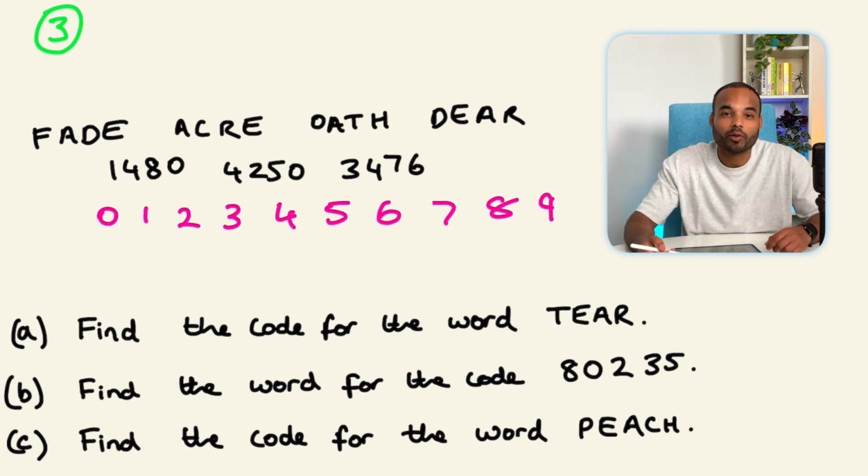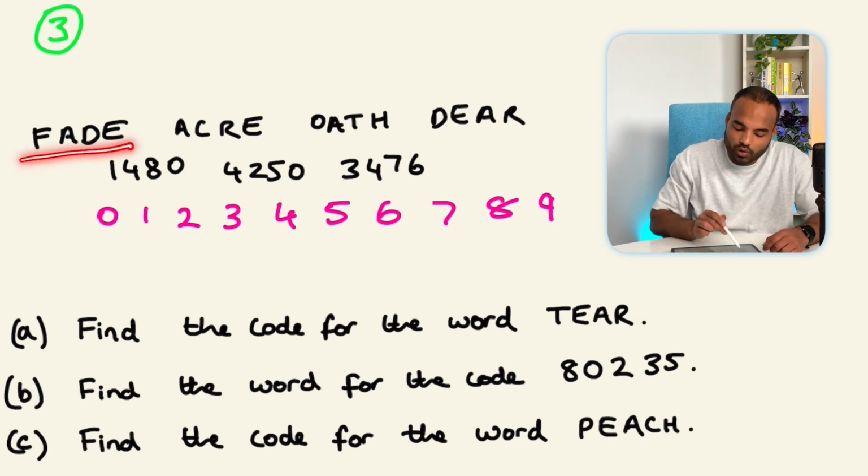Now, let's start with looking for the same letter in the same set. Can we find repeating letters this time? No, not in fade. No repeating letters in acre. No repeating letters in oath. And no repeating letters in deer.